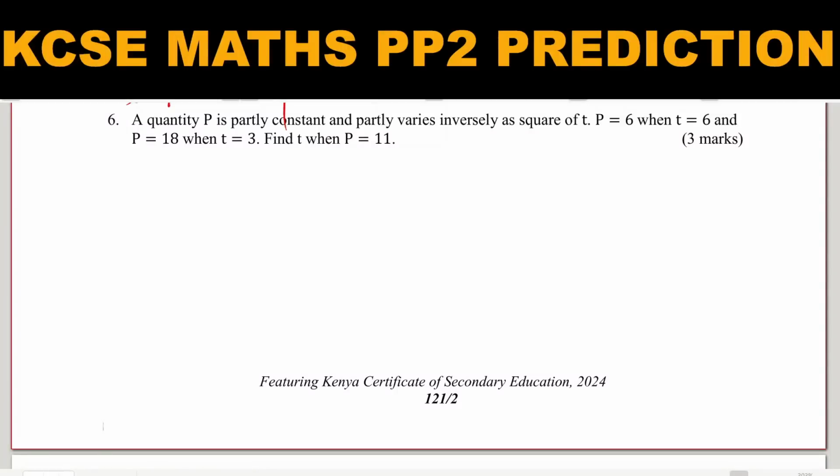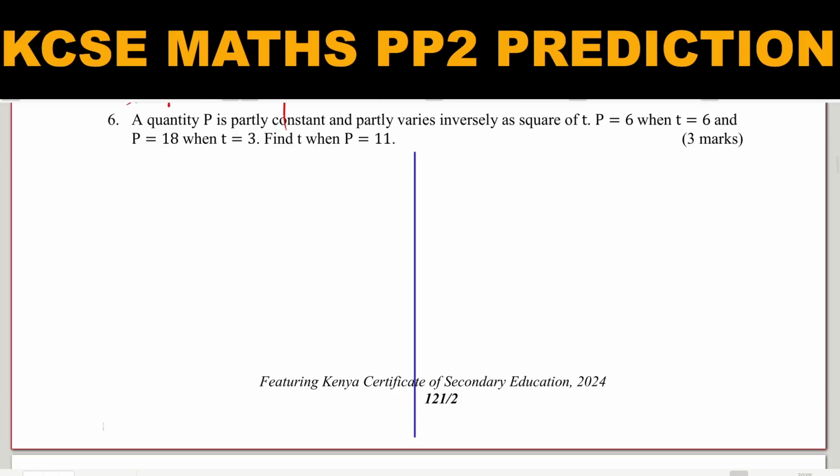A quantity P is partly constant and partly varies inversely as the square of t. P is equal to 6 when t is equal to 6, and P is equal to 18 when t is equal to 3. Find t when P is equal to 11. This is partial variation, and this is how you're supposed to solve this kind of question. Now, we write this equation first.